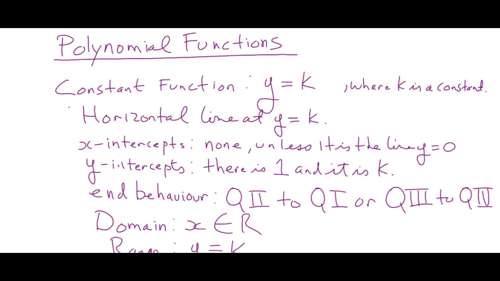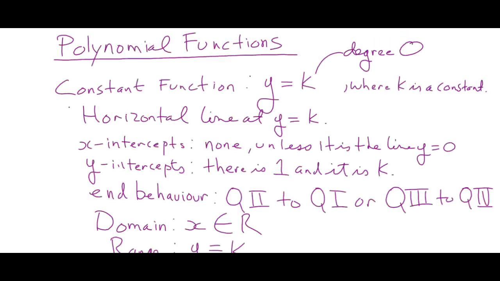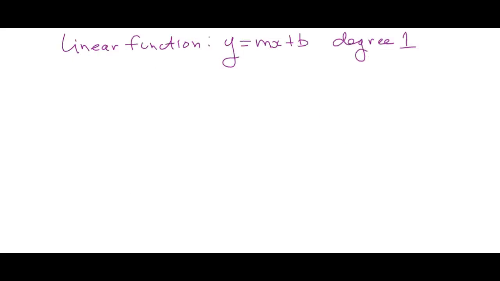And let's go back here, constant function. We'll just say this is of degree 0. Okay, degree 0. Because if there's an x there, it's x to the power of 0, right? Anything to the power of 0 is 1. So there's no x there. We say it's of degree 0 or a constant function. Linear function is of degree 1. Okay, and what were we doing? We were looking at x-intercepts, y-intercepts, the end behavior, the domain, and the range.